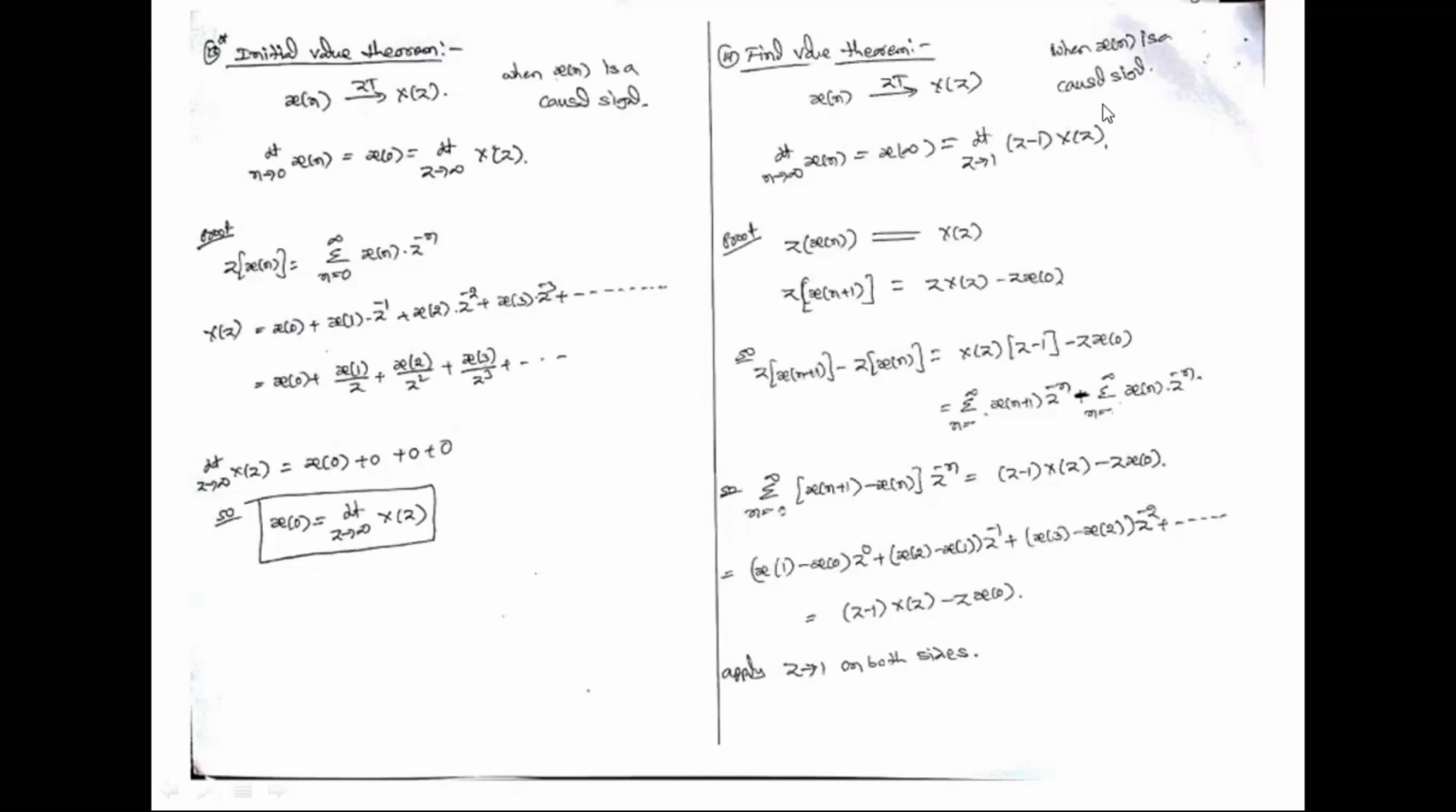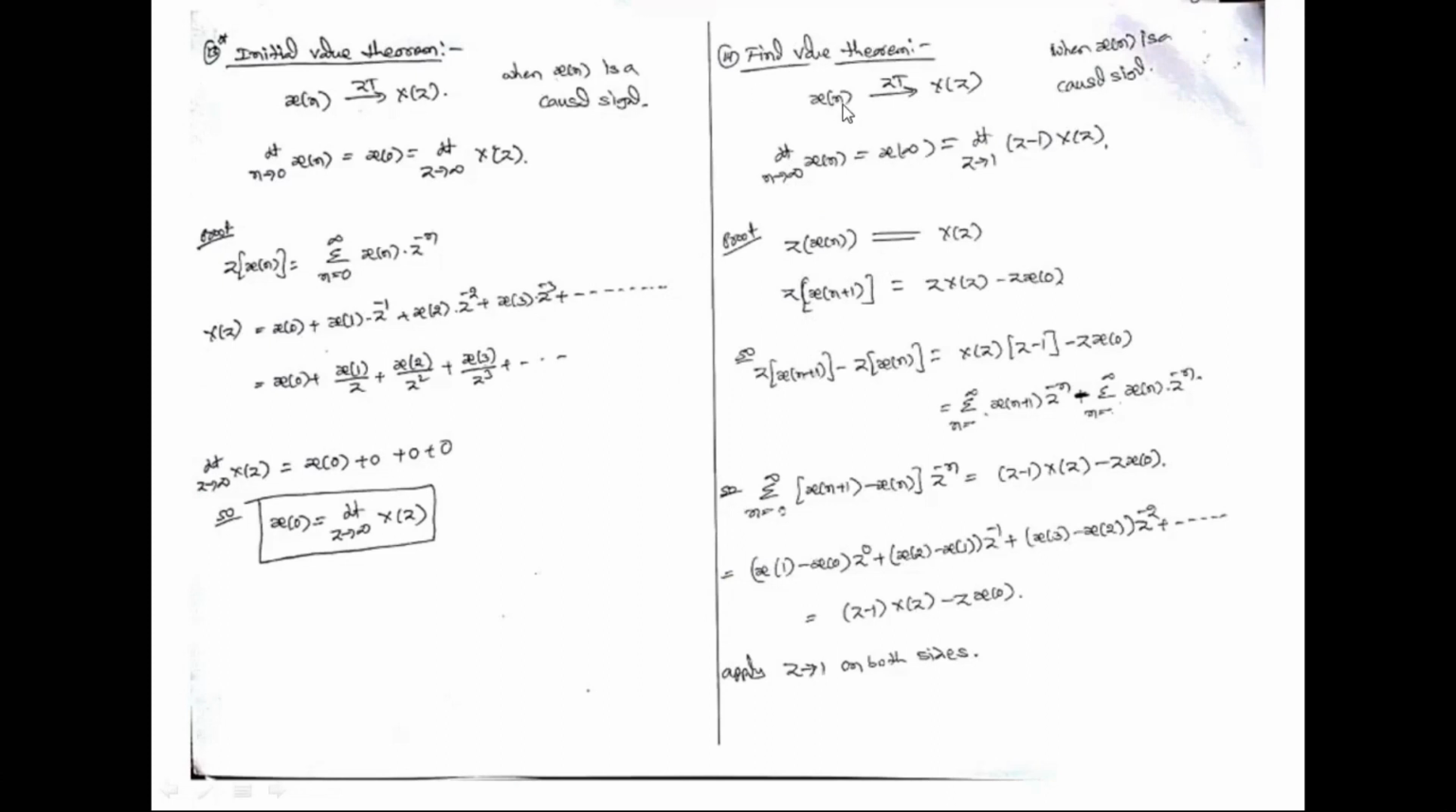When x of n is a causal signal, it is right sided, a one-sided signal. One-sided means unilateral. It states the limit as n tends to infinity. Previously n is equal to 0 as the initial, and finally n tends to infinity, x of n, x of infinity, is the limit as z tends to 1 of z minus 1 times x of z. What does it matter, students?